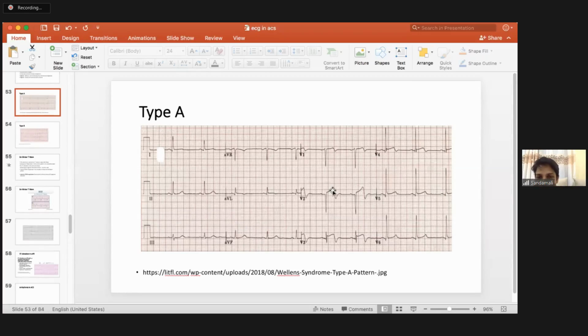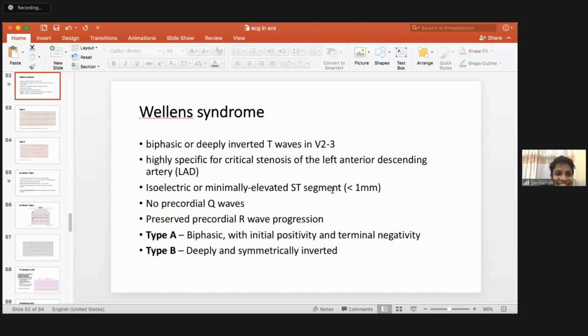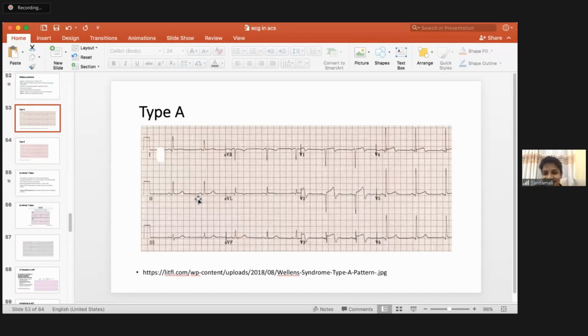Yes, I think that was my mistake. I just went through the internet. Even I have mentioned there should be no Q waves, but yes, sorry about that. It was taken from a website because I just searched for type A Wellens syndrome, and this occurred because it was a clear ECG. I took it. Yes, there should be R waves. There shouldn't be Q waves. Thank you, madam.